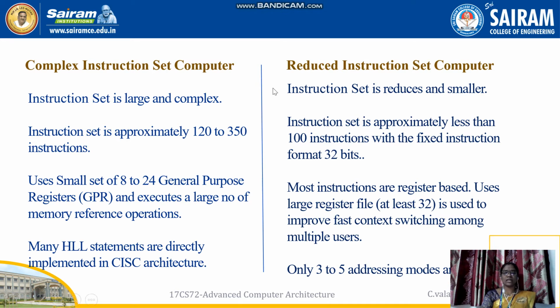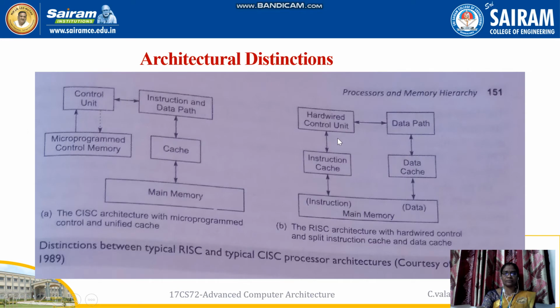Fine. So this is a best comparative technology about CISC and RISC. When you talk about the architectural differences between CISC and RISC, here on the left-hand side, you can see the CISC architecture with micro-programmed control and unified cache.